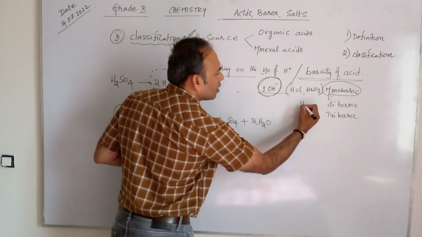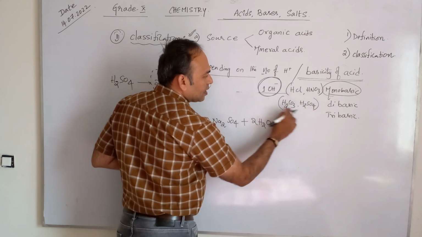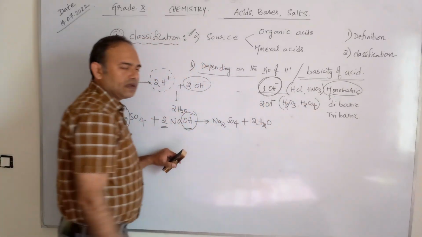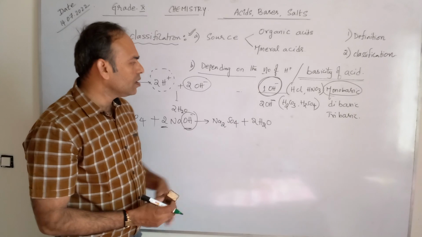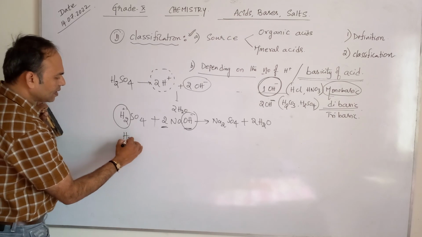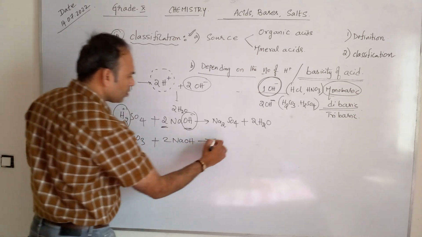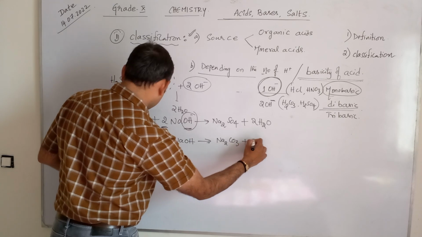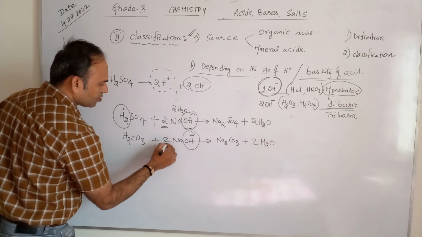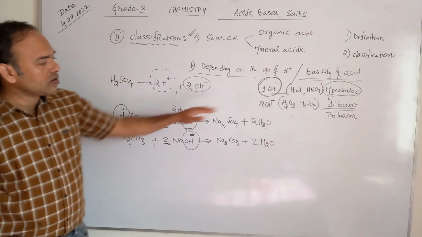So I can write here H2SO4. One more example, H2CO3. They contain 2 H plus ions. Hence, you want to add 2 basic radicals, or in other words, 2 basic hydroxyl ions. So therefore, you call this as dibasic acid. If you want, you can take H2CO3 plus 2NaOH gives you Na2CO3 plus 2H2O. Again, you can identify 2 OH minus, hence they are dibasic acids. Hope you have followed the second one.